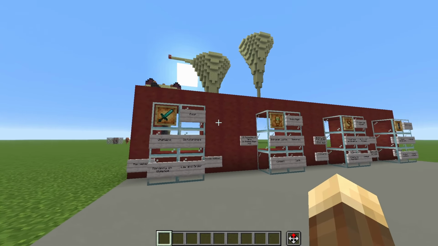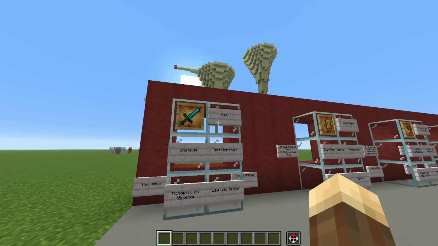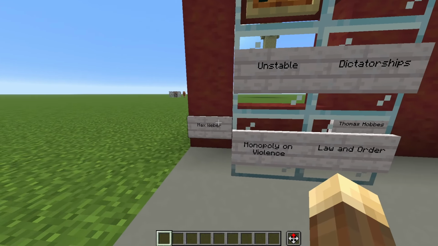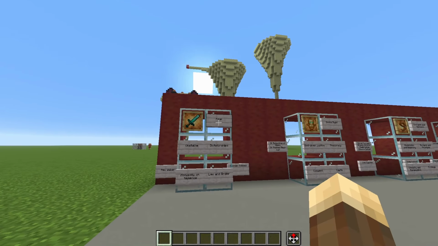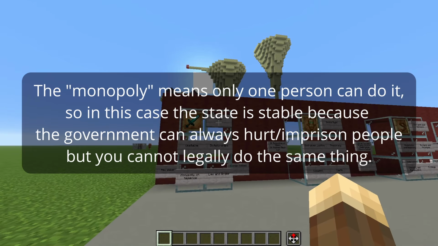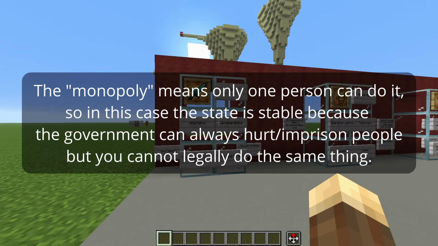So Thomas Hobbes was an old Enlightenment philosopher who said that a society functions through law and order. And another one of these philosophers was Max Weber, who said that the government has the monopoly on legitimate violence. Now, legitimate violence sounds like a bit of an abstract concept, so let me put it this way. If, for instance, a civilian killed a police officer, they would get sent to jail.